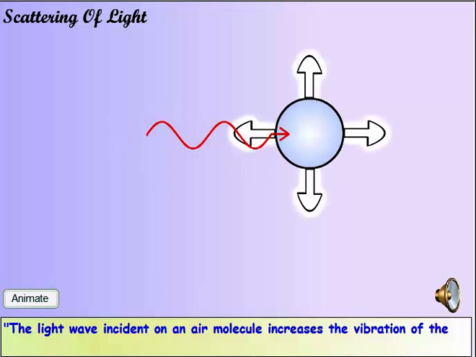When a light wave is incident on an air molecule, it increases the vibration of the molecule and scatters light in all directions.